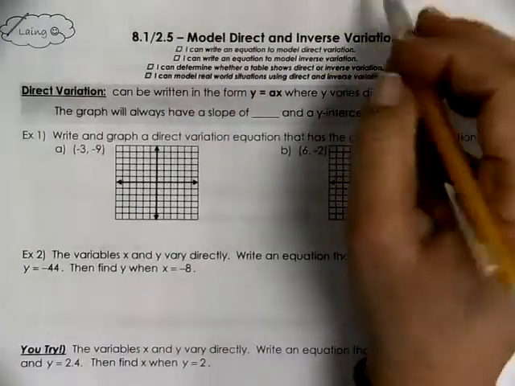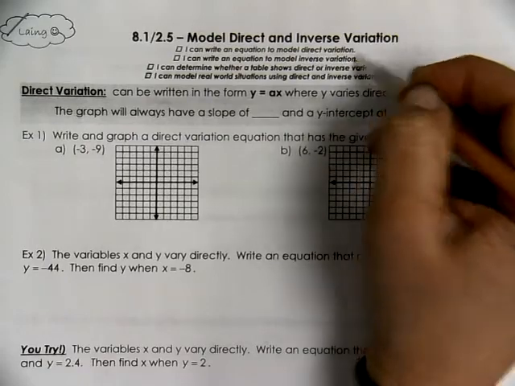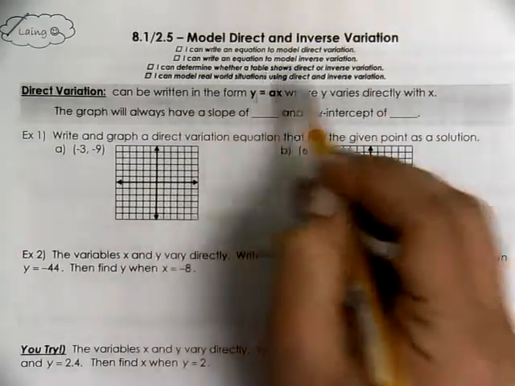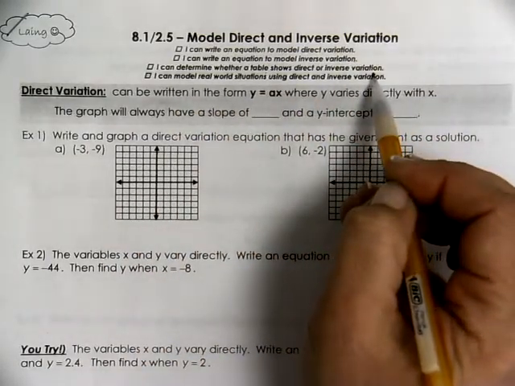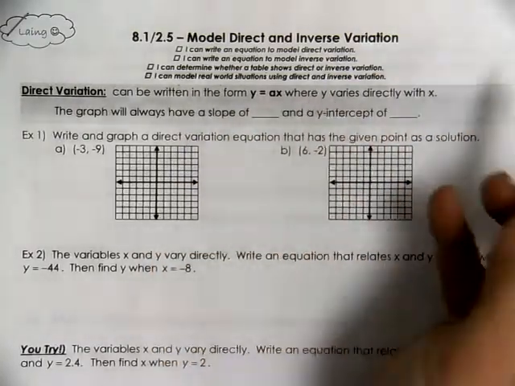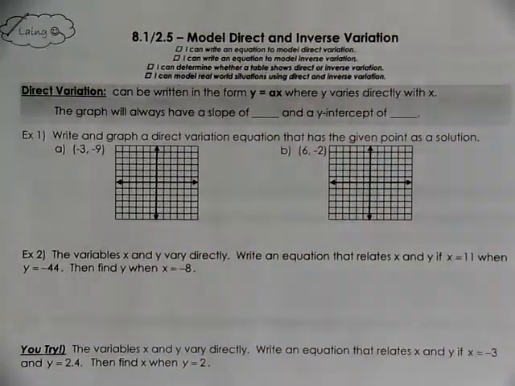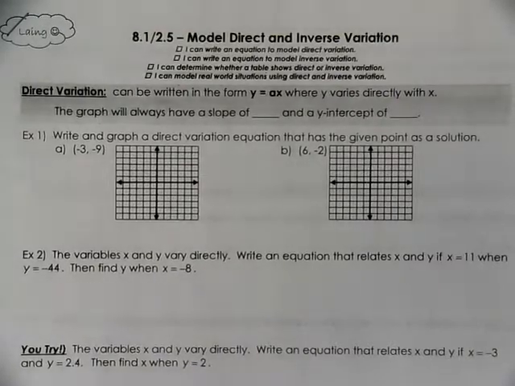So our learning targets today are that I can write an equation to model direct variation. I can write an equation to model inverse variation. I can determine if a table shows direct or inverse variation, and I can model real-world situations using direct and inverse variation. So the first thing we're going to do is talk about direct variation.